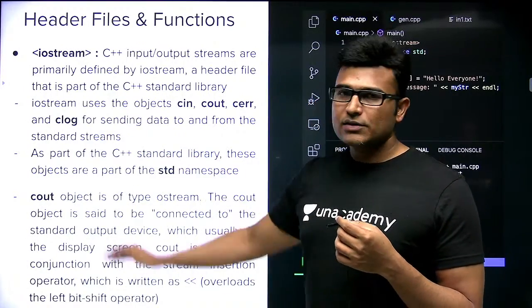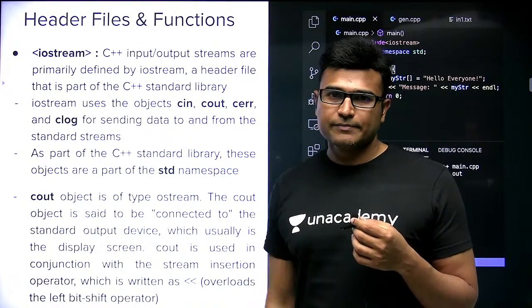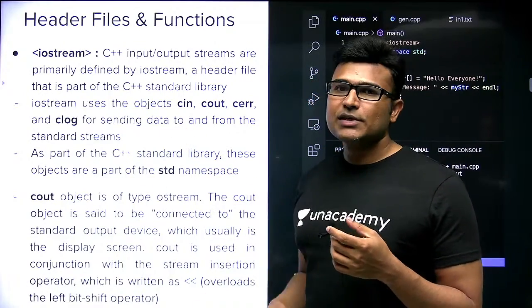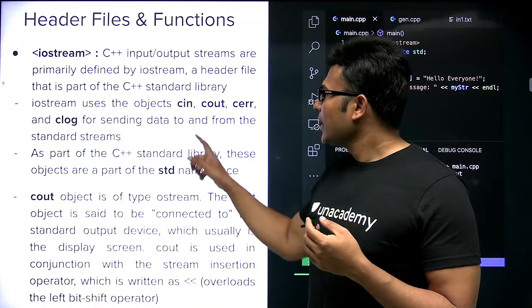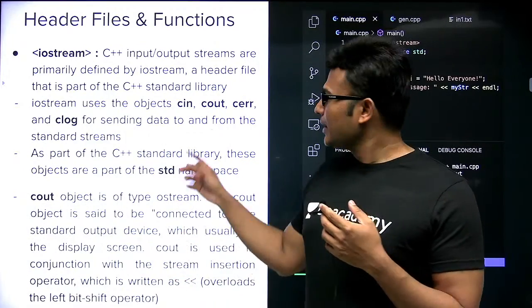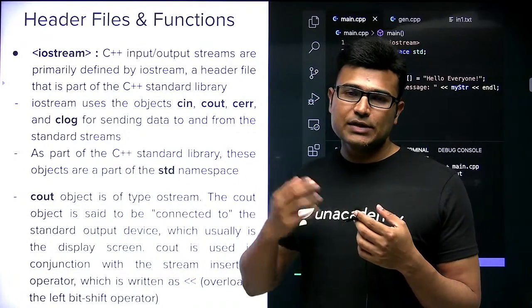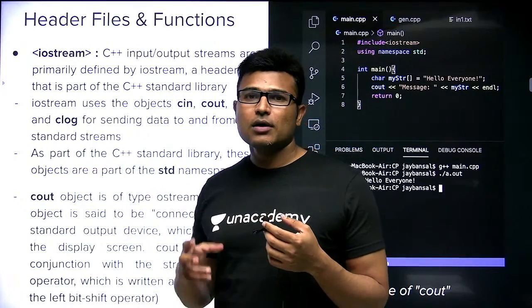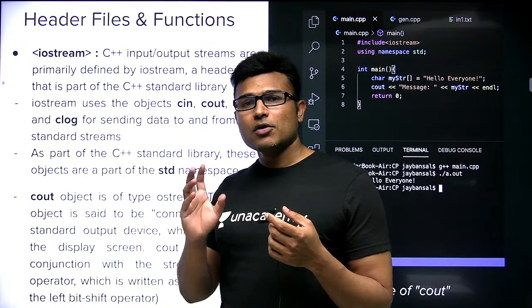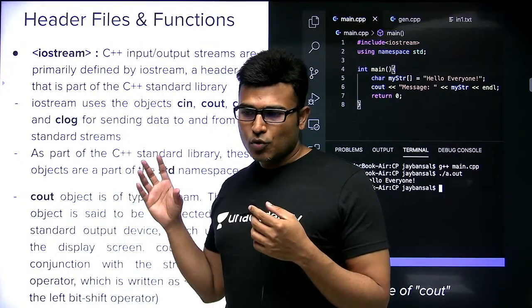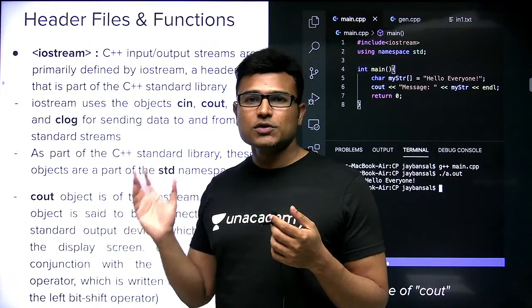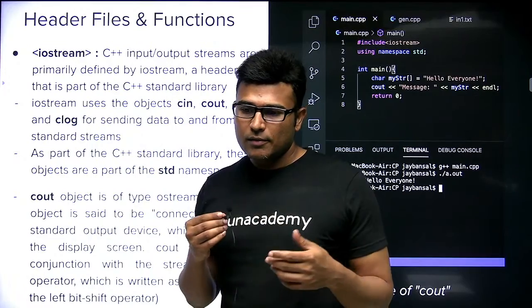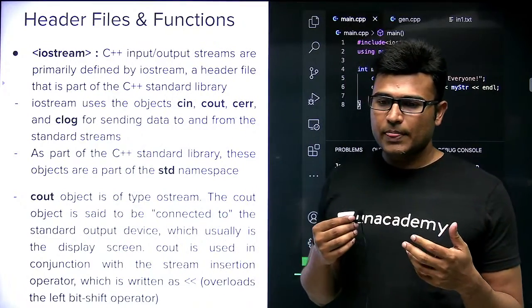For now, understand that there is cin, cout, cerr and clog. These are the objects that are used for reading and writing. So cin, the name itself says it is an input stream, and cout is an output stream, and cerr is again a stream which is generally used for debugging, and clog is also used to monitor or produce logs.